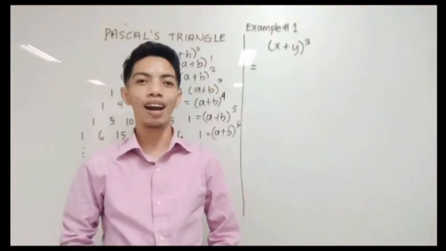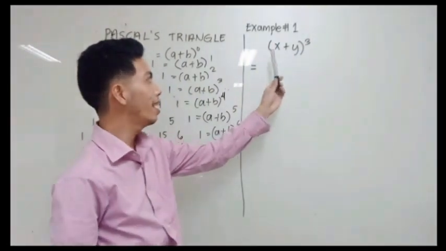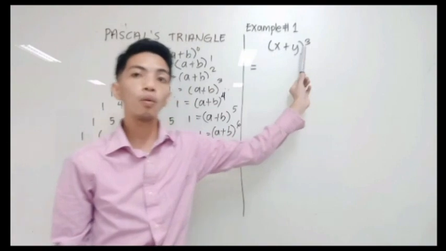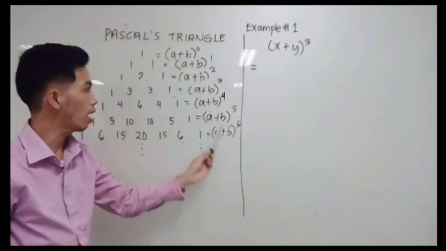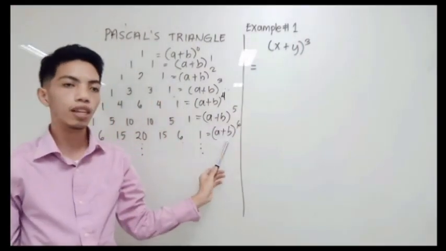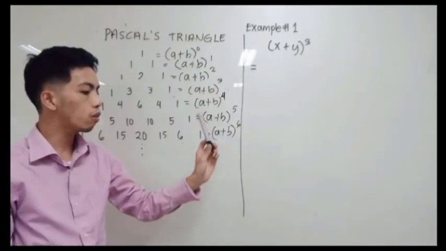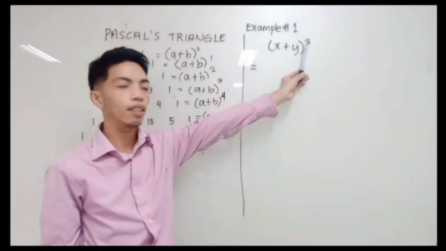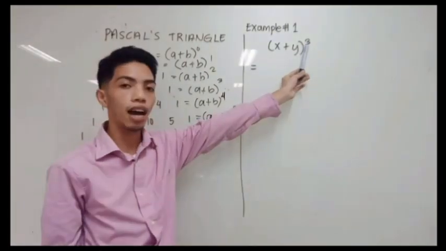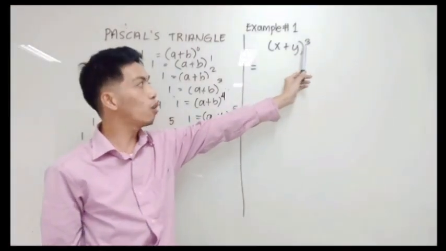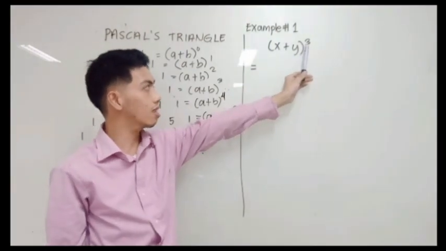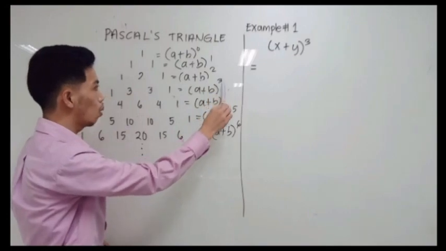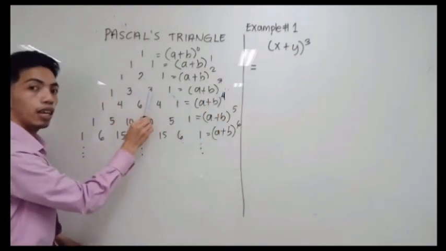In example number 1, we have to expand x plus y raised to 3. To do that, we are going to apply the Pascal's triangle. The first thing that we need to do is to know what is the exponent present in the binomial. The exponent present in the binomial is 3, and therefore, dun ka titingin sa binomial na nakalagay sa 3, which is 1, 3, 3, 1.